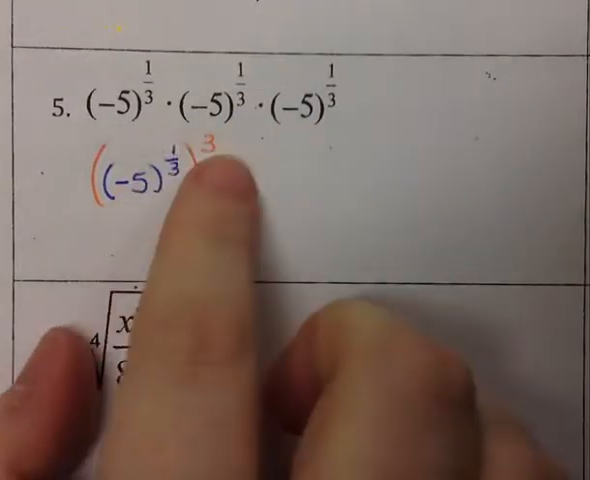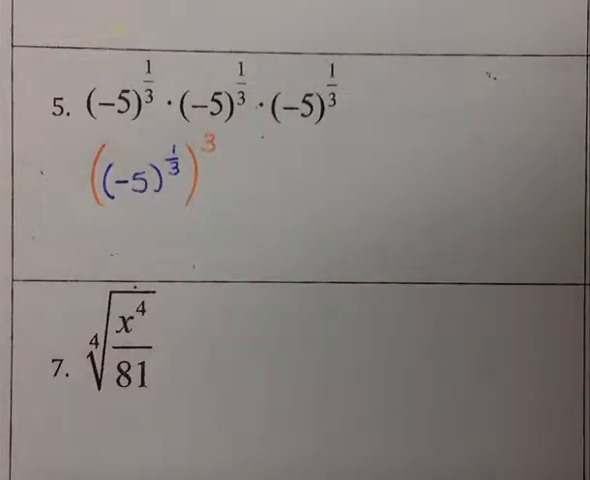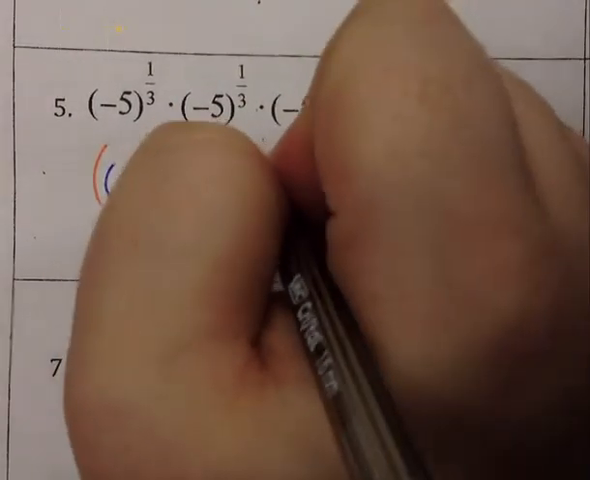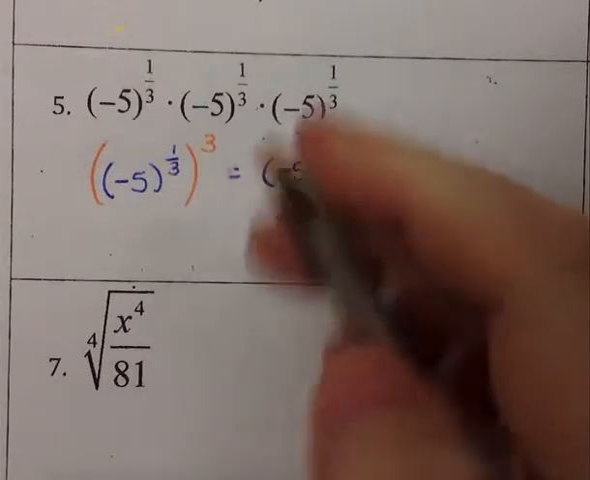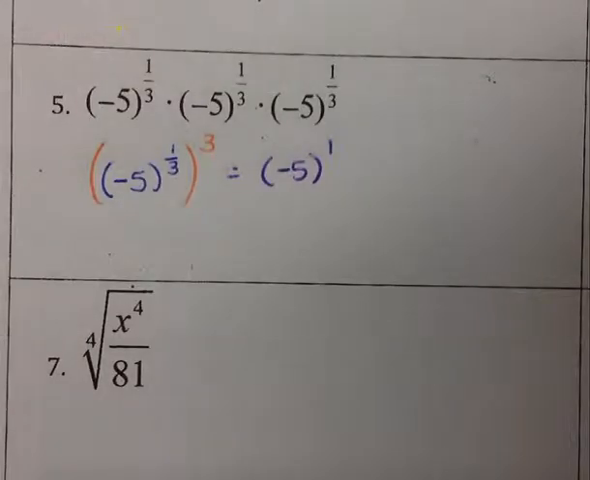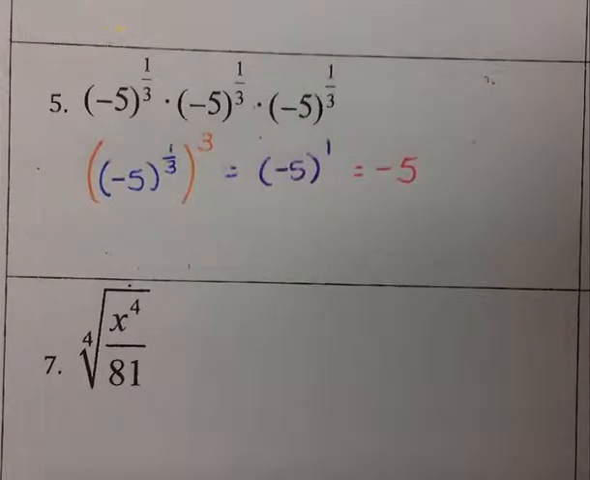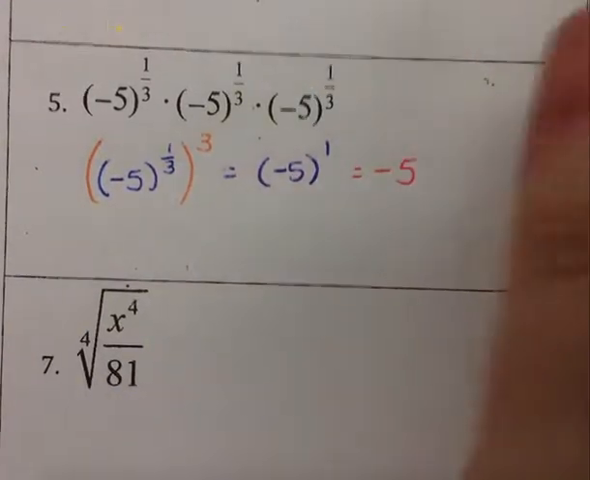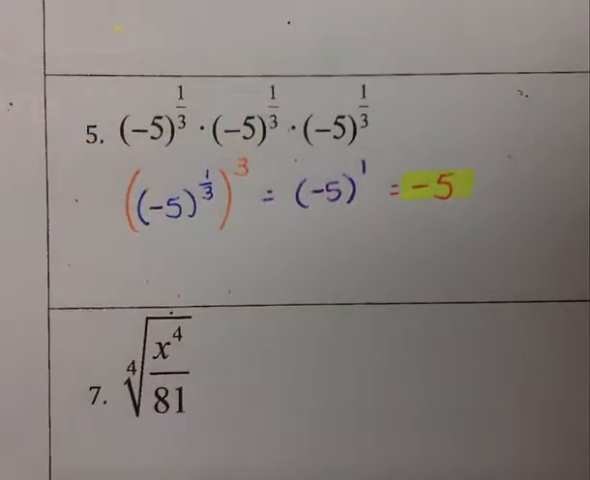Now, to simplify this, whenever you have an exponent raised to an exponent, you multiply the exponents. So this becomes parentheses -5, because I want to keep that parentheses, raised to the 3 times 1/3 is just a 1. So then -5 raised to the 1st power is just -5. So even though this problem looked hard, it actually ended up being something very simple because of the structure of the problem. Always look for the structure and see how it's written, because a lot of times it will be much easier than what it looks like.